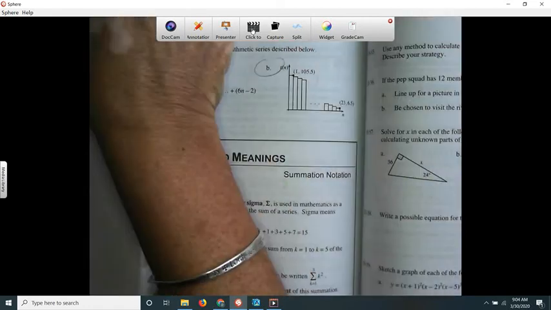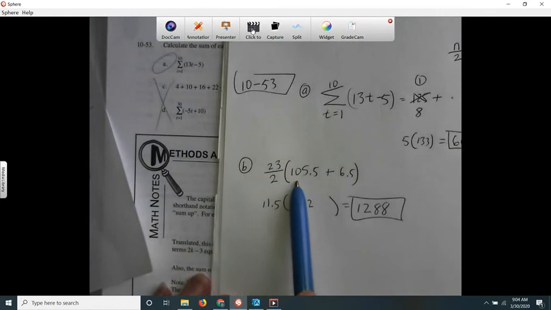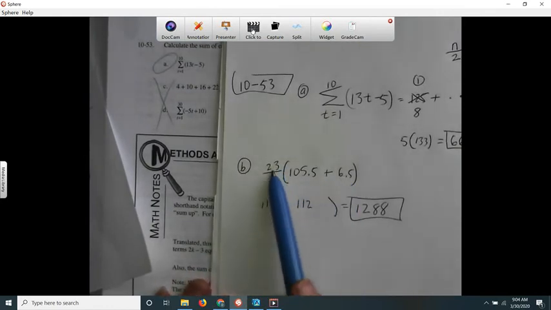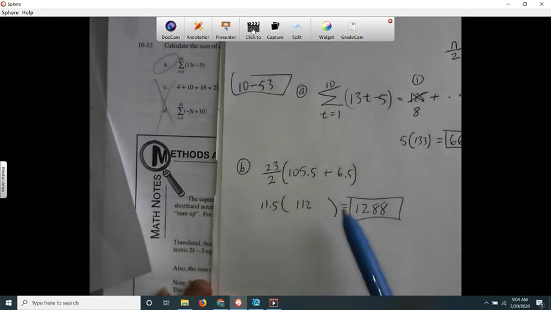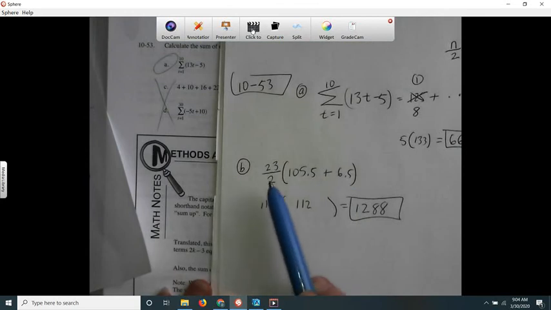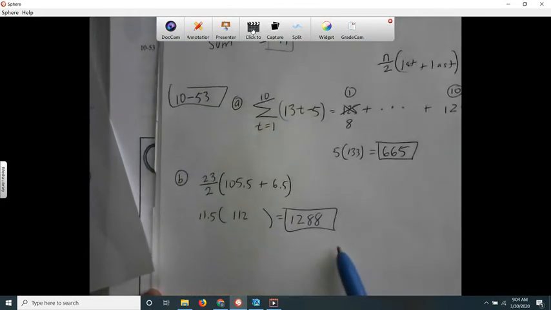So I wrote that all down right here. See, it's the first plus the last times the number of pairs. So if I add those, I just used my calculator. If I add those up, 112, half of 23 is 11.5, and I got 1288.